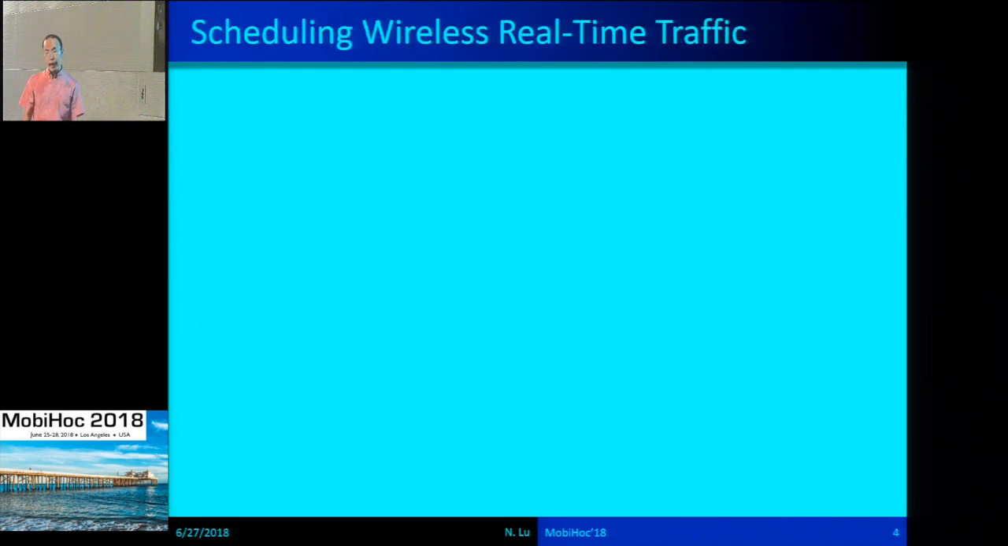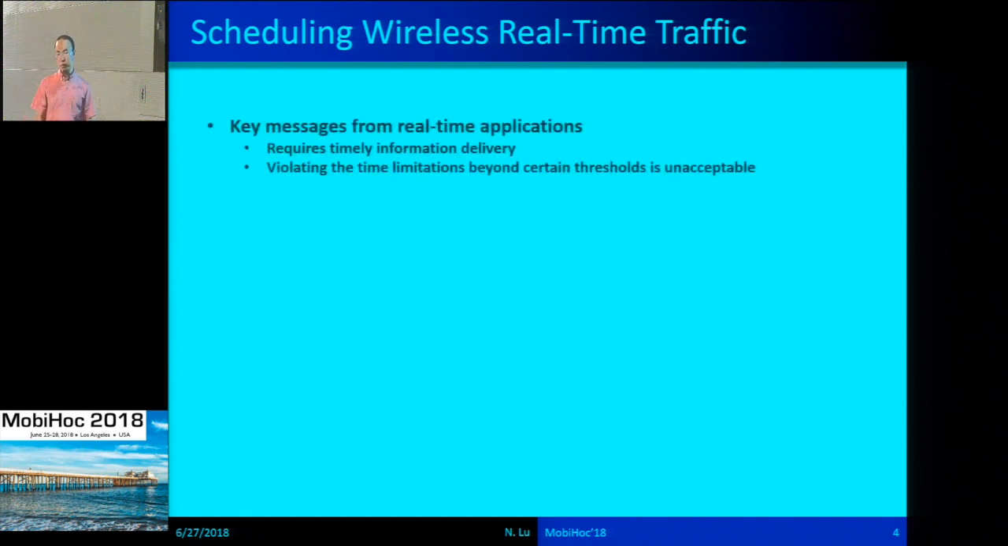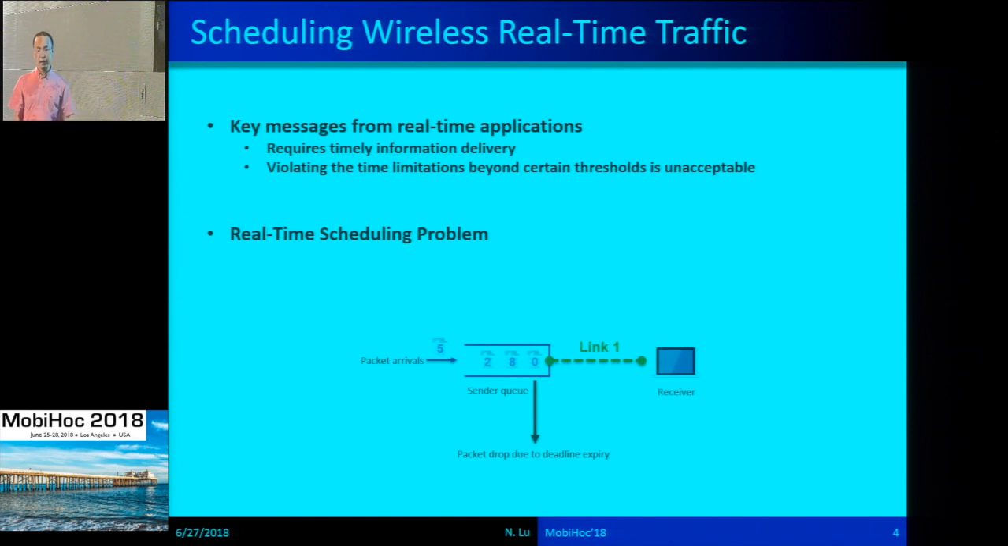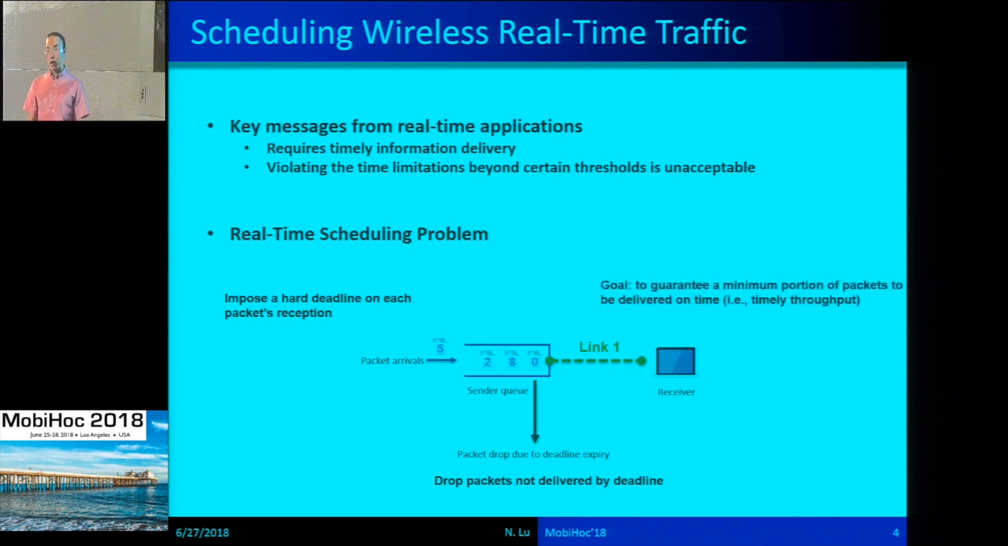So there are two key messages from the real-time applications. First, they require timely information delivery, and secondly, violating the time limitation beyond certain thresholds is not acceptable. Real-time scheduling problems aim at scheduling deadline-constrained packets to guarantee a minimum portion of packets to be delivered on time. It just shows one link here, but we have a bunch of links, and each packet is associated with a deadline. We impose a hard deadline on each packet reception, and drop packets not delivered by the deadline. The goal is to guarantee a minimum portion of packets to be delivered on time. We call it timely throughput.